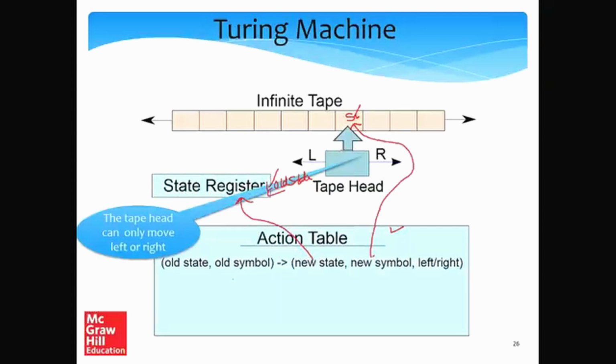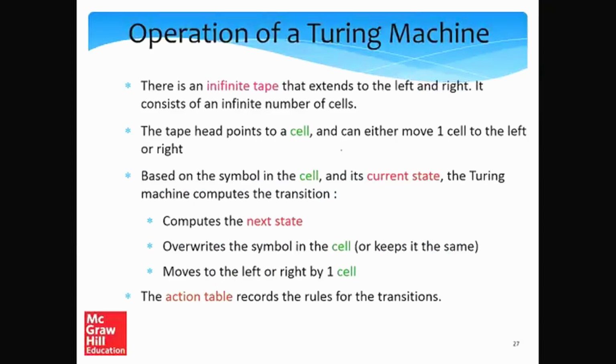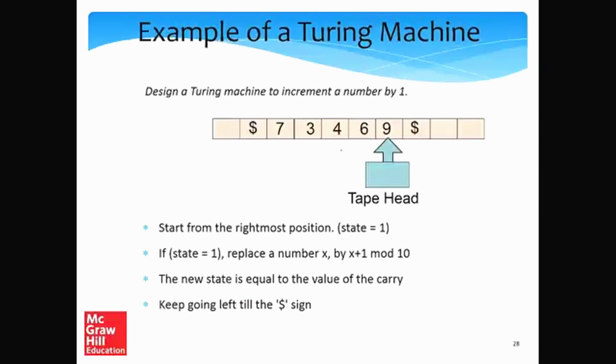So how will such a simple tape head that can only move left or right do it? Well, let's take a look at an example. Then only will we find out how it works. So I'm skipping this particular slide because it summarizes what I just described about the operation of a Turing machine. Let's take a look at a simple example.